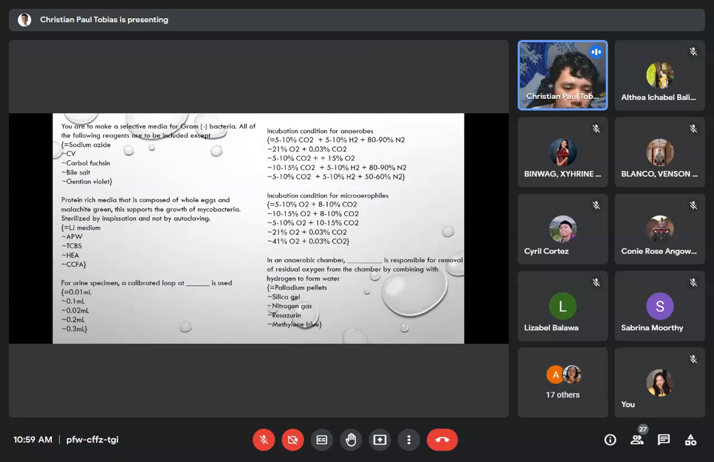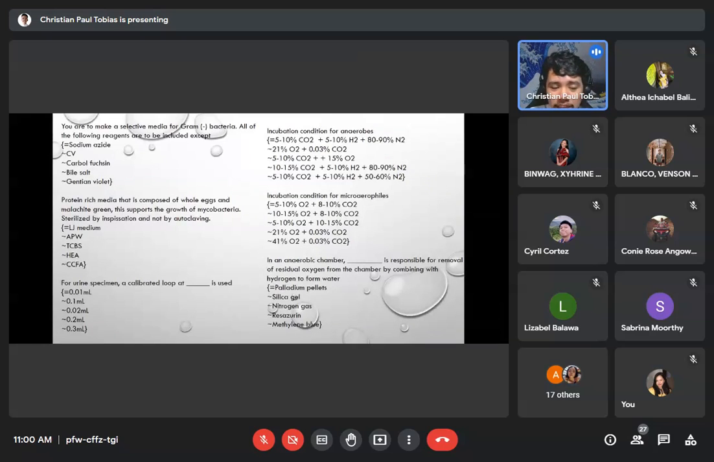For urine specimen, ang calibrated loop at 0.01 ml. So, incubation of anaerobes, pag 5 to 10% H2, 80 to 90% N2, yan, anaerobe siya. How about yung 21% oxygen plus 0.03% carbon dioxide? Kanino? Incubation for your aerobic naman. Di ba? Yung 5 to 10% carbon dioxide plus 15% oxygen, yan yung capnophils. Okay, capnophils, mga capnophils.